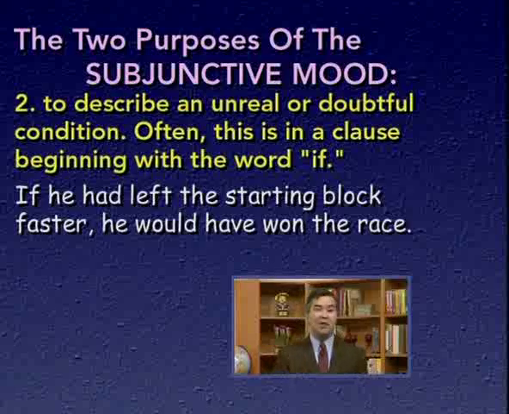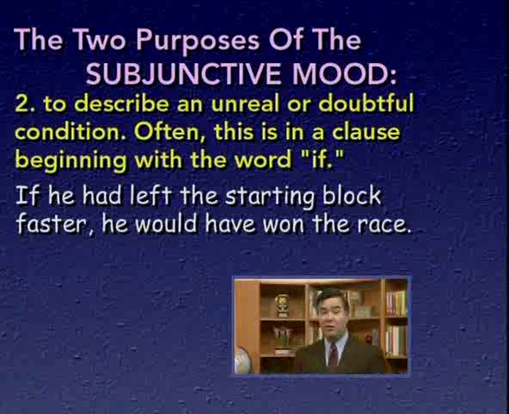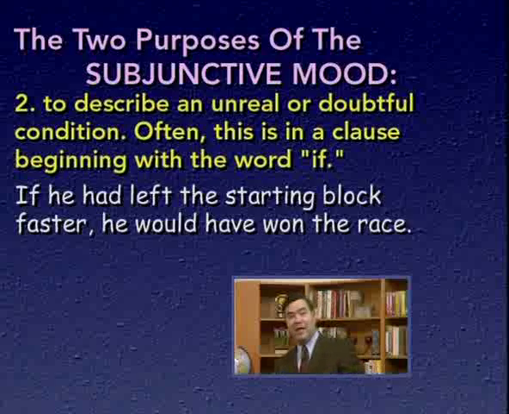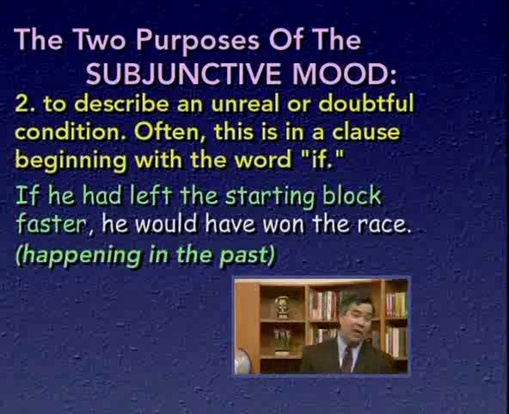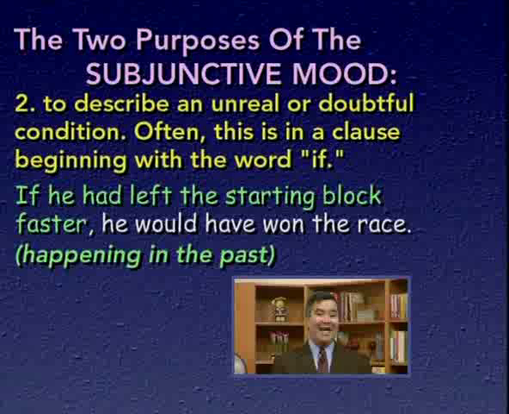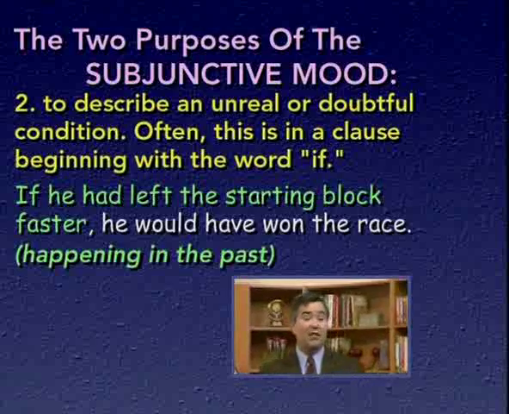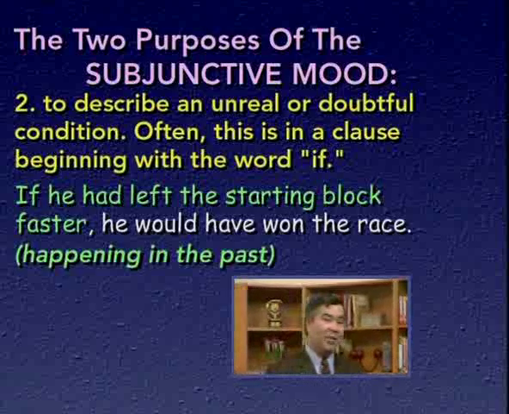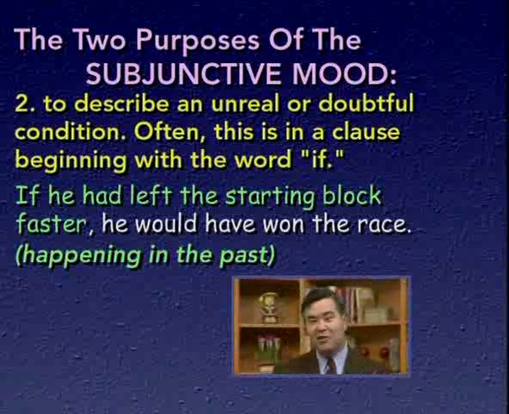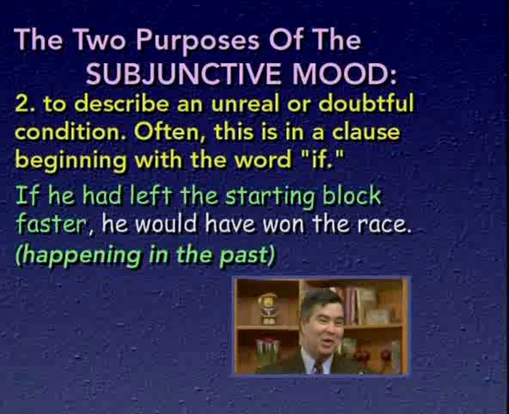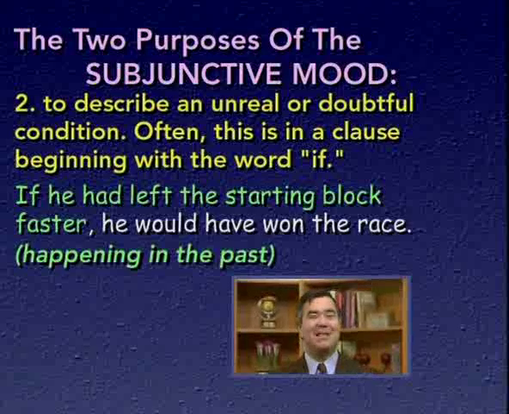So here we have an unreal condition being described. We want the subjunctive mood. Once again, to determine the correct form of the subjunctive mood, we have to think about whether we're describing something happening now or in the past. Well, in this sentence, we're describing something happening in the past. The race was in the past. He lost the race. He might have won if he had left the starting block faster. So we're talking about something happening in the past. And remember, we said a moment ago that to create the subjunctive mood in the past, we want to use a verb that looks the same as the past perfect.